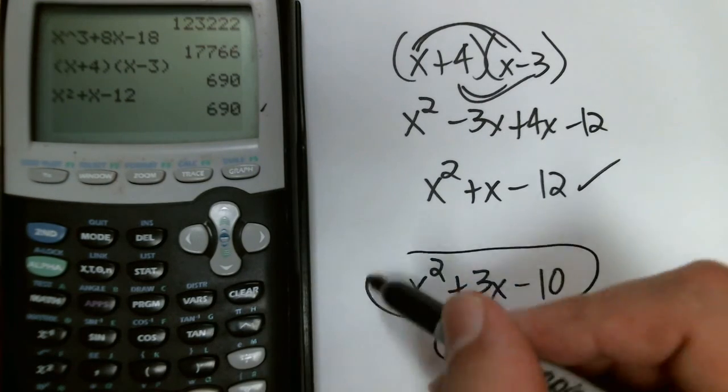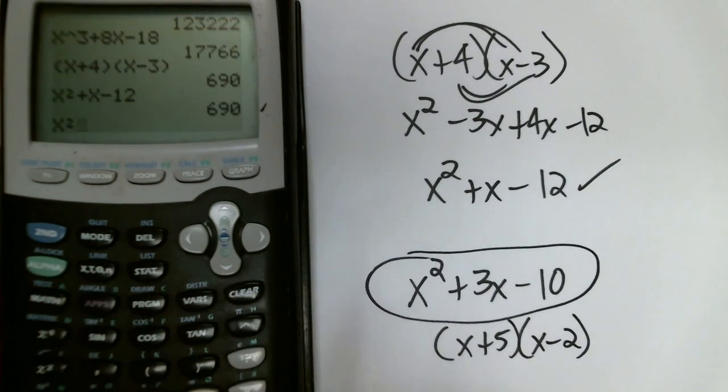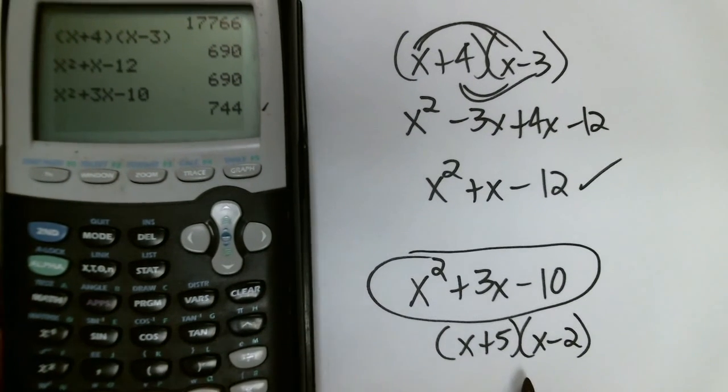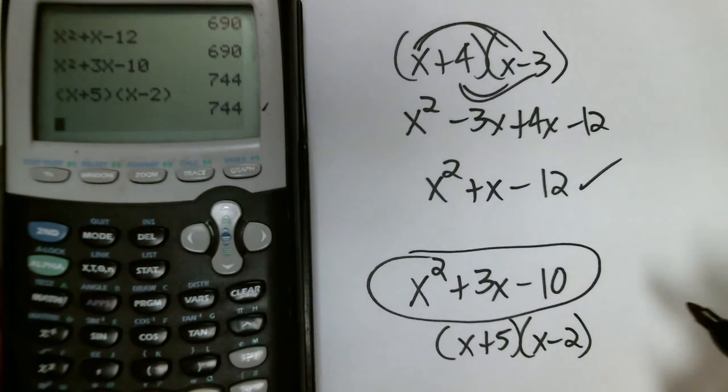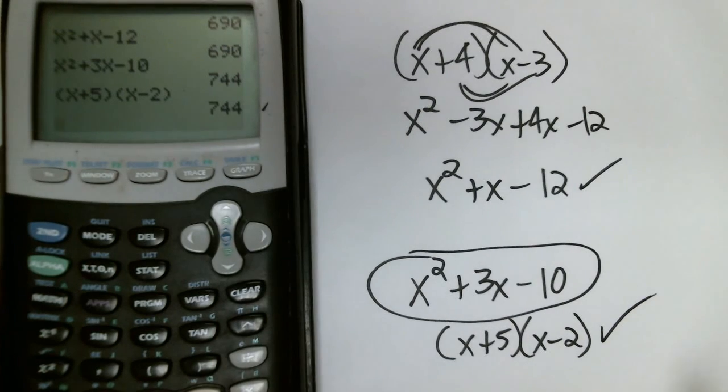Let's type in the original problem. x squared plus 3x minus 10. Get some number. Let's type in our simplified answer. x plus 5, another parentheses, x minus 2. Man, they match. How cool is that?